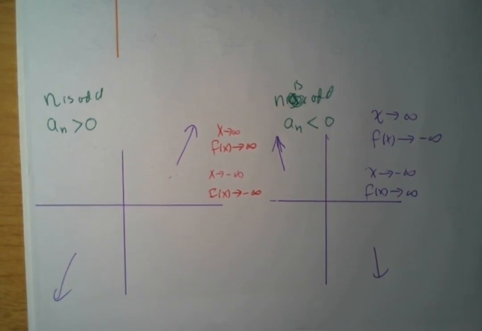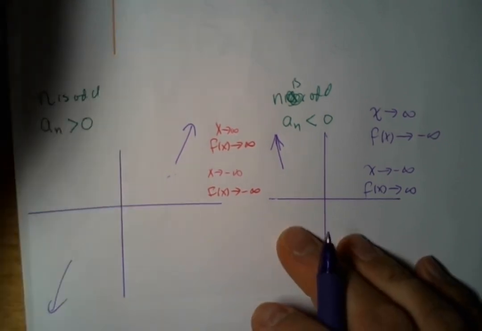Okay, so that is a summary of how the degree and the sign of the leading coefficient dictate the end behavior. And again, for end behavior we're only worried about that leading term. Now, let's take a look at another property of polynomials.